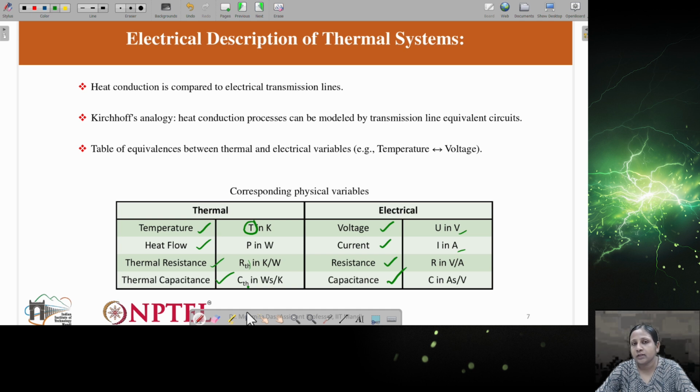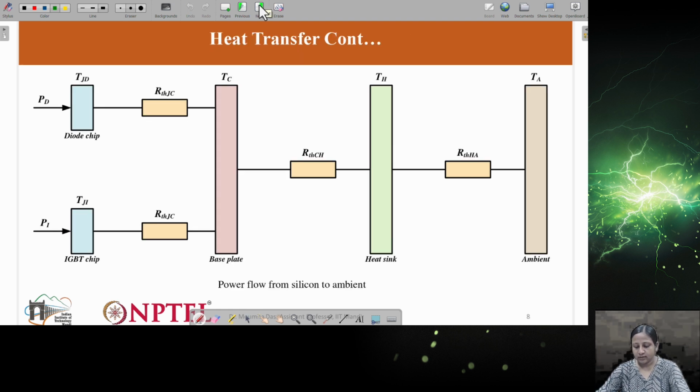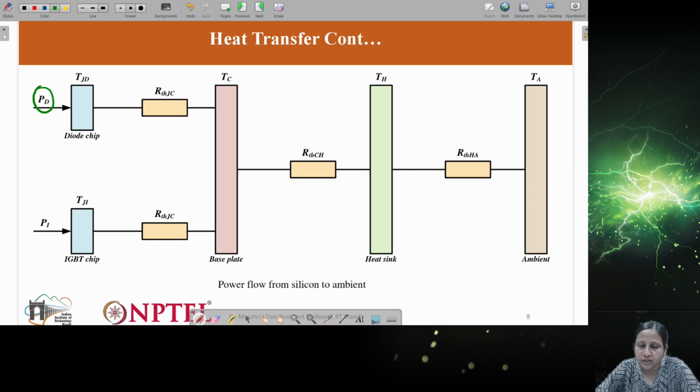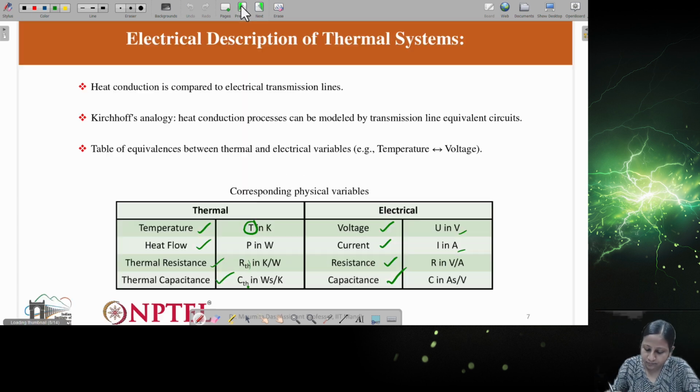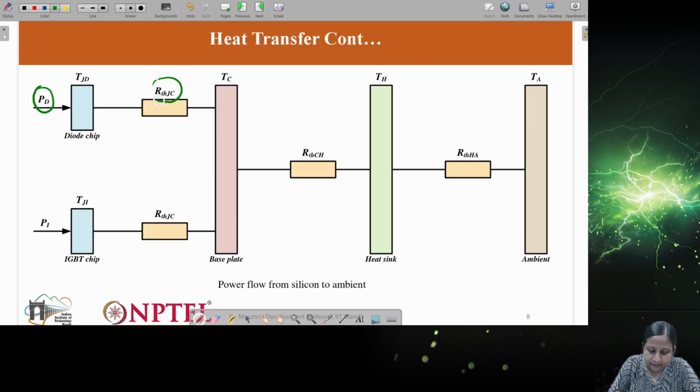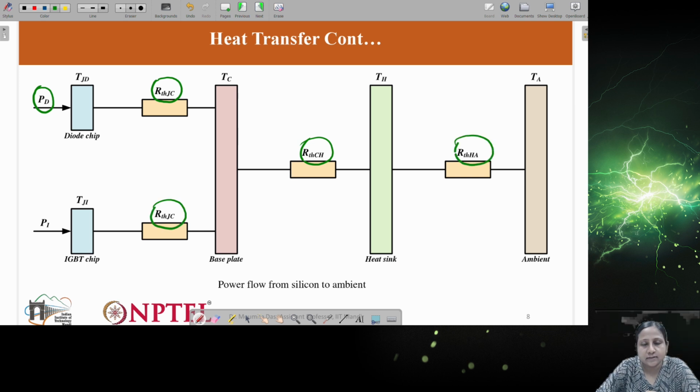So I'll show you in the next slide how it is going to be. You can see here, this is the power flow of a silicon device to ambient. It is shown only with thermal resistance because we are considering steady state condition. Here you can see this power, which we are considering as heat flow.